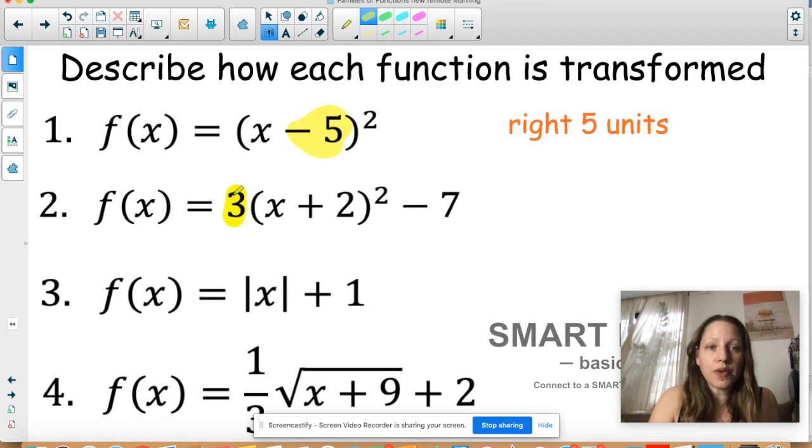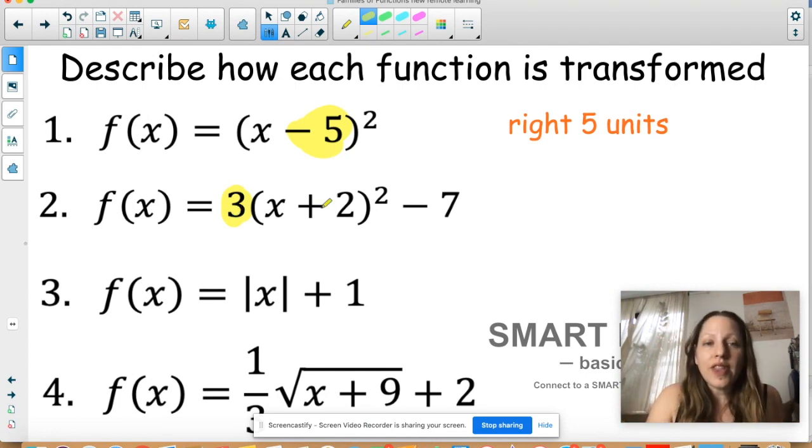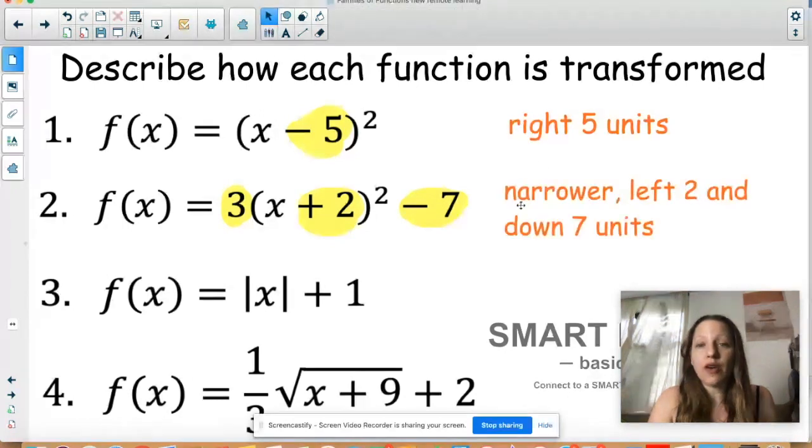Okay, let's look at the next one. Here there's a 3 in front. Remember, if it's a whole number in front, it's going to get narrower. Then we have a +2 inside the parentheses with the x. That's going to go left or right, and since it's positive, it goes right. And then we have a -7 at the end outside. That goes down. So the graph is narrower, goes left 2 and down 7.